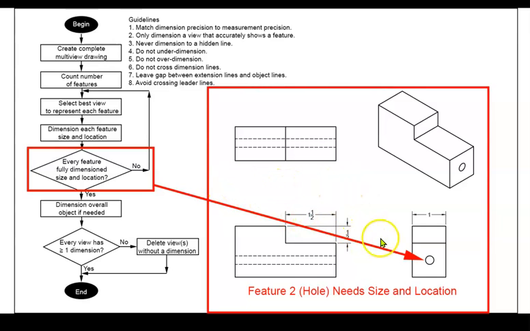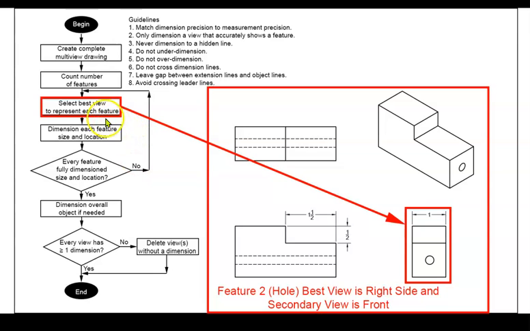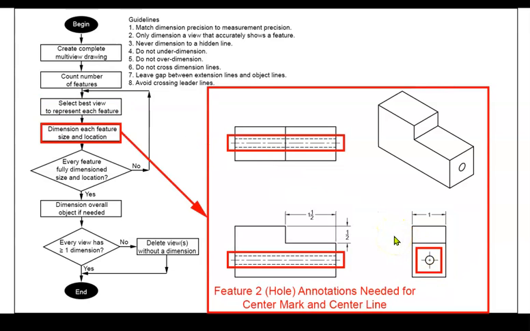Now, have we fully dimensioned every feature? No, we still have not defined that hole, nor have we defined the overall size. So we're going to go back to where we were a few seconds ago, and we're going to pick the view that best describes our object. So our hole is best viewed in the right side, where you can see the full roundness of the hole. We're going to start dimensioning each feature with its size and location again.